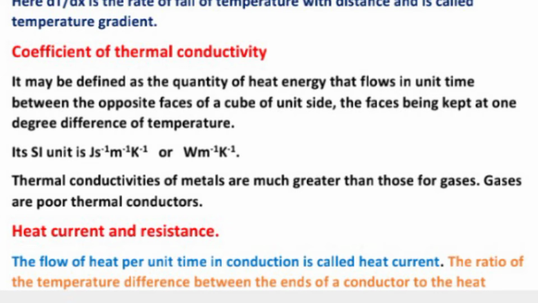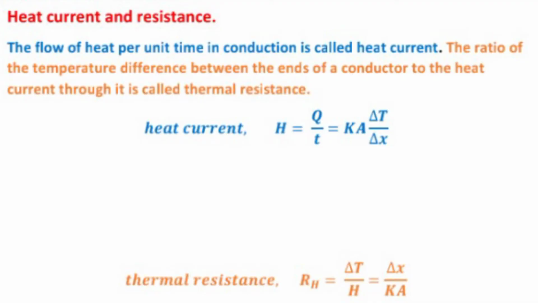Heat current and resistance. What is heat current and resistance? The flow of heat per unit time in conduction is called heat current. The ratio of the temperature difference between the ends of a conductor to the heat current through it is called thermal resistance.